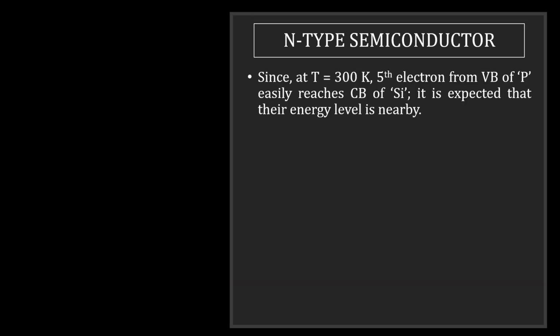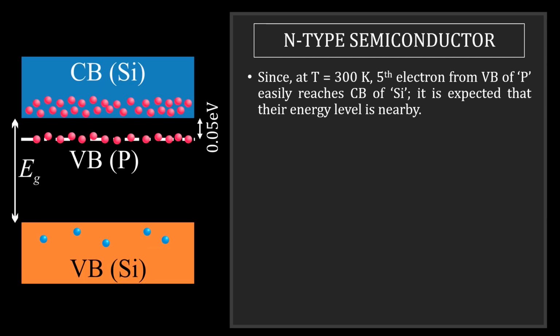Since at room temperature, the 5th electron from the valence band of phosphorus easily reached the conduction band of silicon, that means the valence band of phosphorus should be very near to the conduction band of silicon. Or to say the band gap between them should be of the order of 0.05 electron volt. And I've shown this in the diagram. Here you can see that this is the energy level of phosphorus. And this band gap is of the order of 0.05 electron volt.